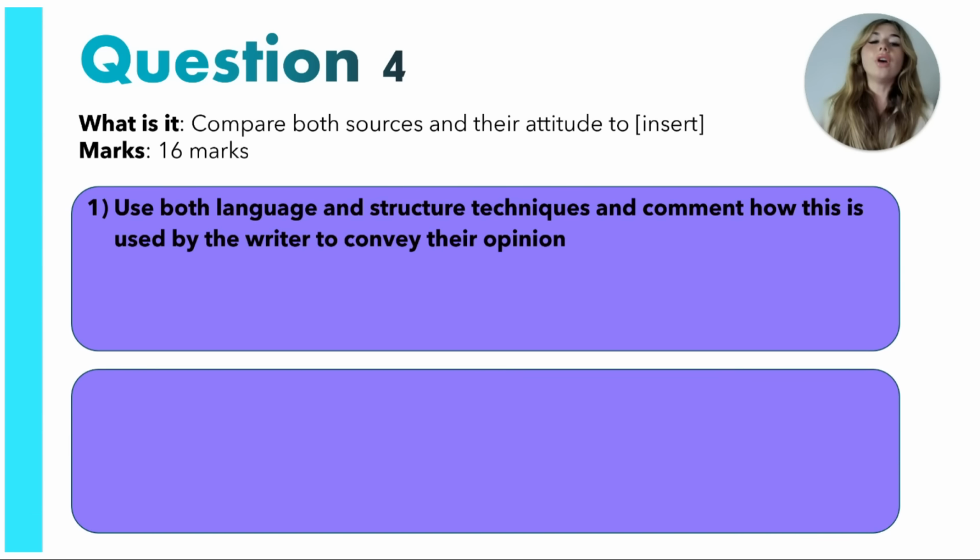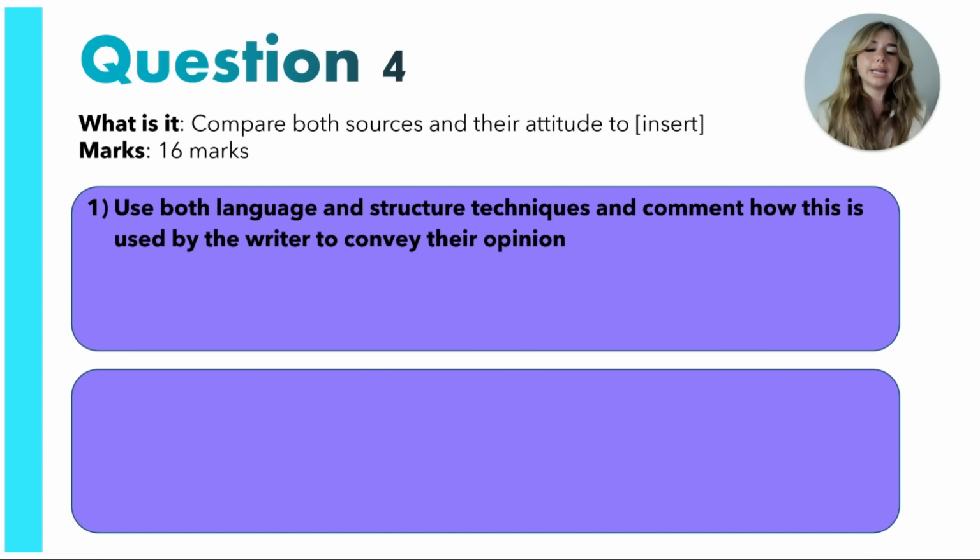So the first top tip I want you to do is use both language and structure techniques and comment how this is used by the writer to convey their opinion. Now, just to be really clear as well, a lot of students get thrown off by question 4 because it talks about viewpoints or perspectives. A viewpoint is just an opinion. So think about their likes and their dislikes. That is their viewpoint. That is their opinion. If you were going to read through the whole thing, think about, okay, what is their opinion? Are they for something? Are they against it? And that helps you know their viewpoint. So don't get thrown off by viewpoint. It just means their opinion.